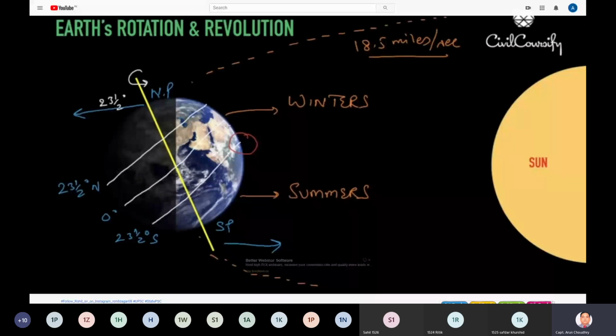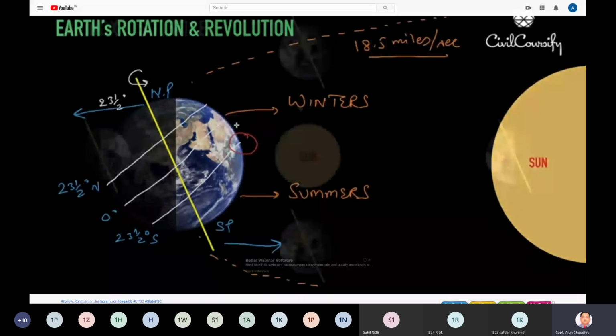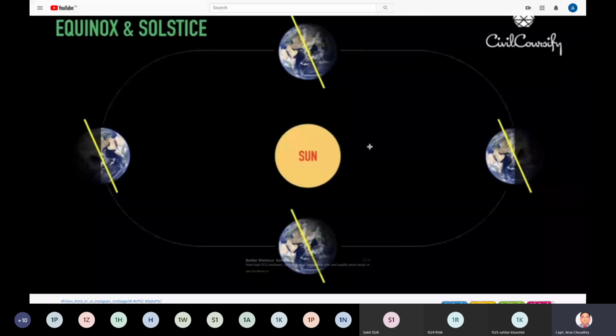And this brings us to a very important concept, which is equinox and solstice. इसके लिए हमें अर्थ की पूरी रेवोल्यूशन को समझना होगा. Right, so this is how the earth revolves around the sun in an elliptical orbit. हमने दो ओरिएंटेशंस ऑलरेडी देख ली हैं.